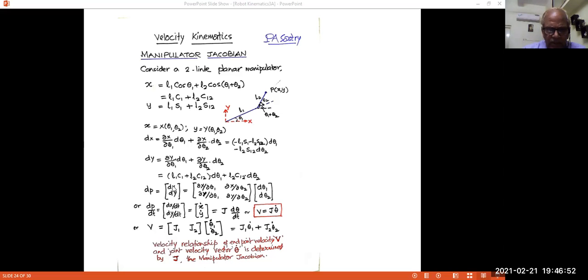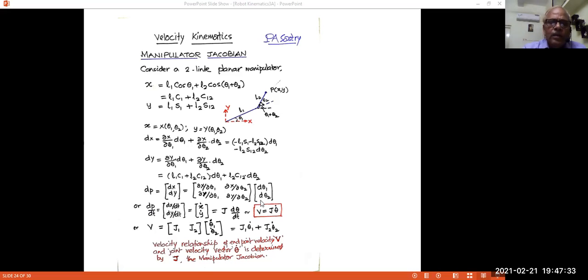Now you see that dx and dy are both related to d theta 1 and d theta 2 through this matrix, and this matrix is called the Jacobian. It relates the joint velocities: you multiply the infinitesimal joint changes with this matrix, and you get the changes at the end point in terms of x and y. You can call it dp to represent it as a single term. If you divide by time, you will get the velocities.